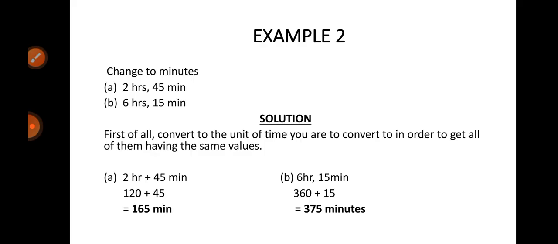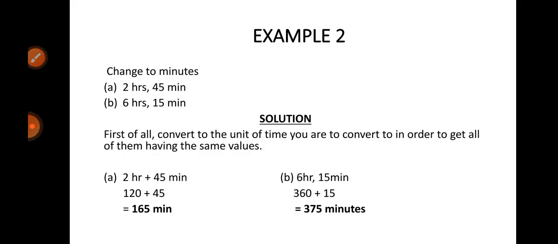So now, first of all, just like I said earlier, we have to convert all of them to the same unit of time. So A says 2 hours plus 45 minutes. 2 hours is equal to 120 minutes, plus 45 minutes, because the 45 is in minutes, so we must convert hours to minutes so that all of them will be in the same minutes. So now we have 120 plus 45, which gives us 165 minutes. So 2 hours 45 minutes is 165 minutes.